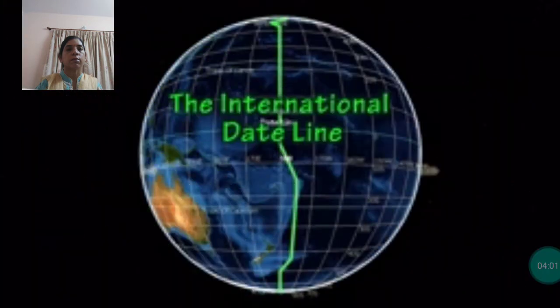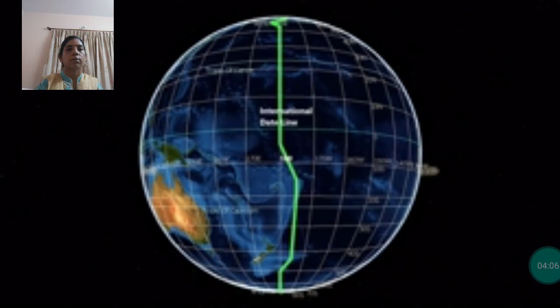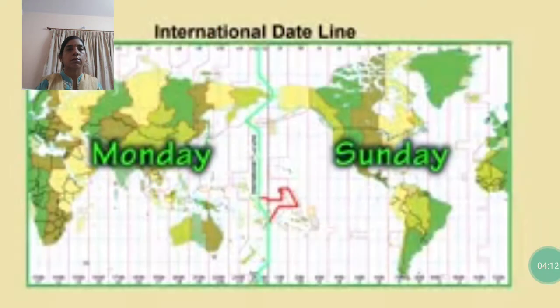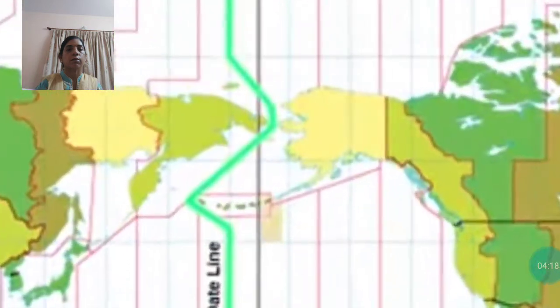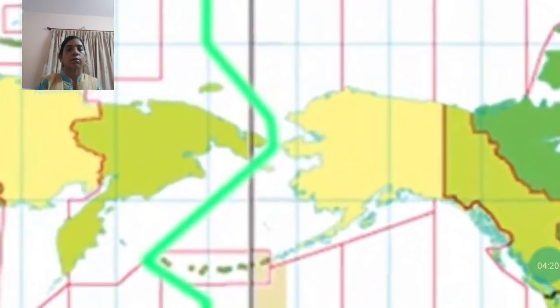The international date line is an imaginary line lying 180 degrees in the line of longitude on the opposite side of the Earth to the prime meridian. This line separates one calendar day from another. The international date line deviates in places to avoid crossing any land.